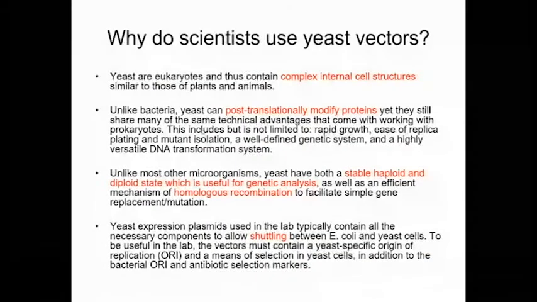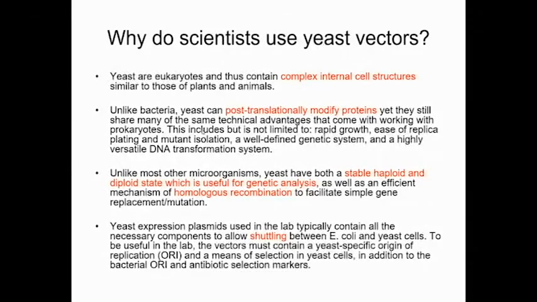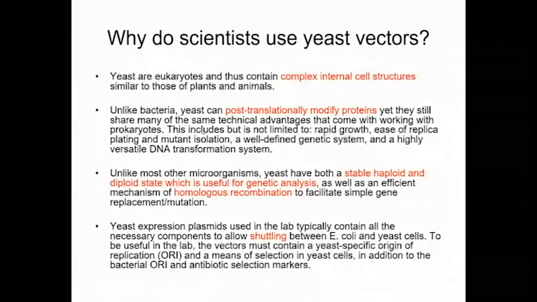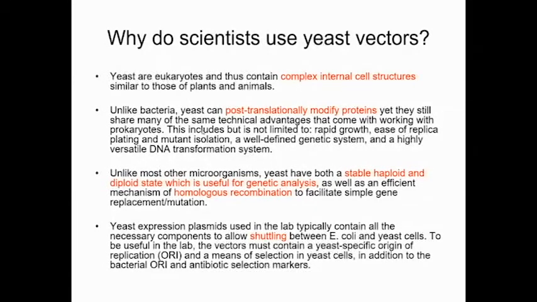Okay, so why do scientists use the yeast vector? Because yeast are eukaryotic. Yeast are the simplest eukaryote, and also a single cell eukaryote. However, it still contains complex internal cell structures similar to those of plants and animals. Therefore, that's why people use the yeast for research, so that we can connect the specific gene function to the eukaryotic cell.